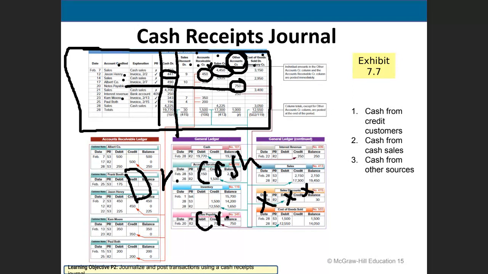Okay. For example, here we have interest revenue. We don't have interest revenue here, so we write it under other accounts, and then we write interest revenue here and debit cash. Is it clear? The cash receipts journal.